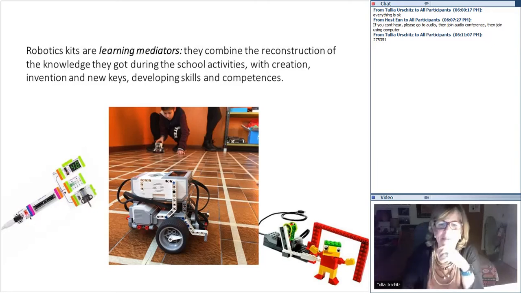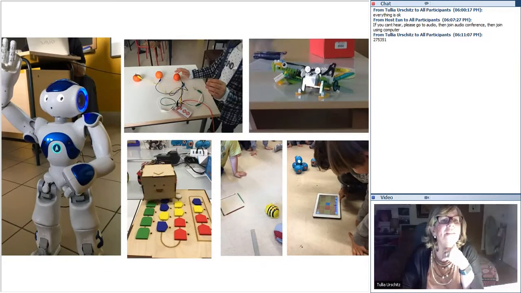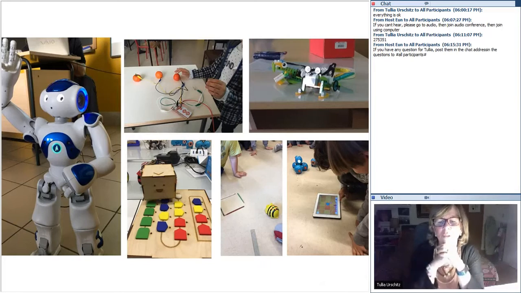These are just some examples, but there are several others, going through all the curriculum. That means starting from the kindergarten, going to the secondary school. Here in this slide, you can see on the left, the Nao robot. We have also Nao at school, and Nao is very good for working with autistic children.